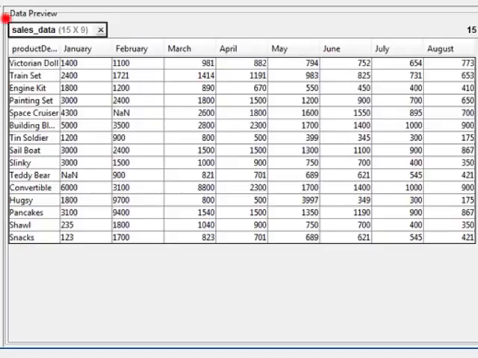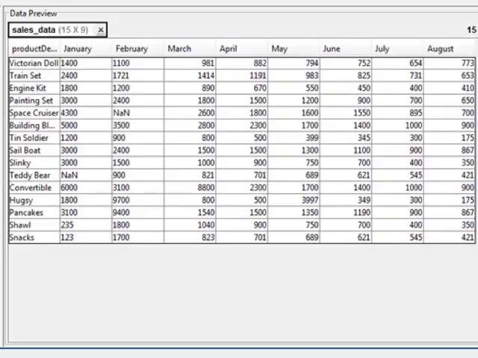You can see that this one is talking about sales at a store. So Victorian dolls. In January, they sold 1,400, I'm assuming dollars. In February, 1,100. In March, 981, and so forth. So they're just showing you the amount for each that was sold in that category for each month.